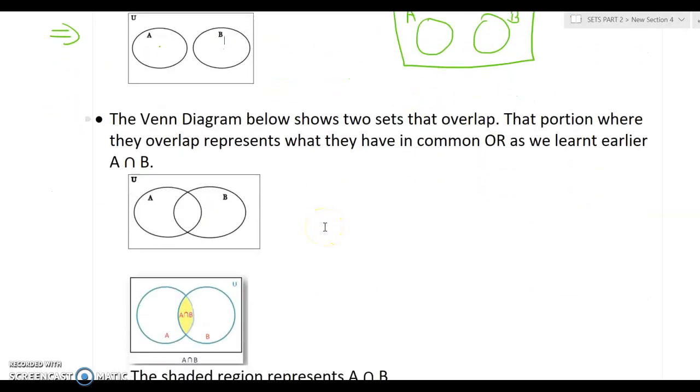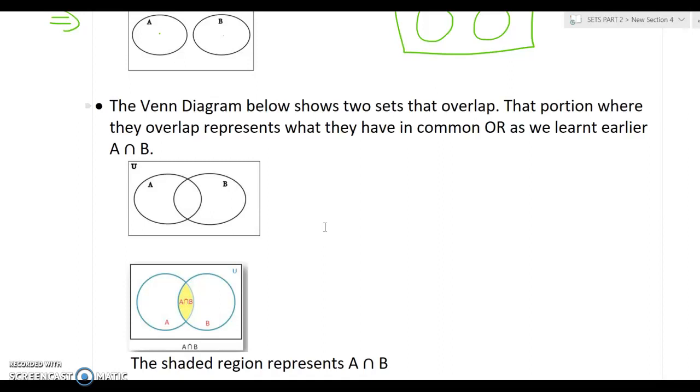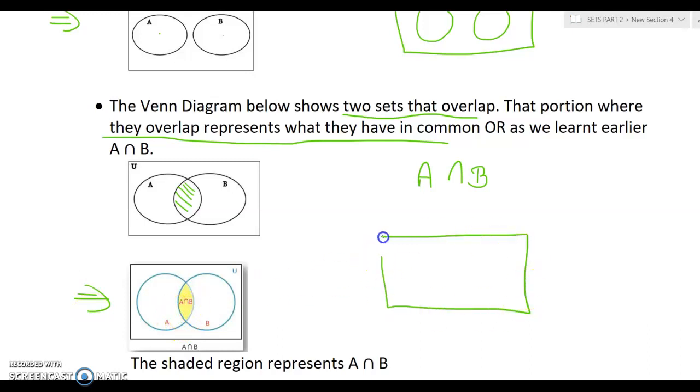Now, let's look at the other one down here. This Venn diagram below has two sets that overlap. The portion where they overlap represents what they have in common, or as we learned in our previous video, A intersects B, that intersection. The second diagram shows it here, so I'll draw it again, where they overlap, that is the intersection.